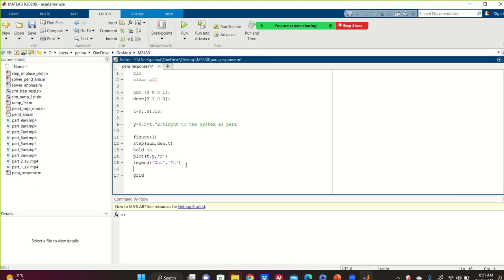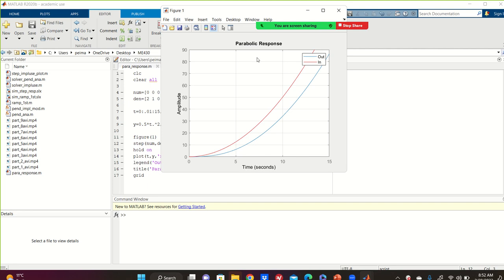And obviously you can change the title and say parabolic response. See that we changed the transfer function, called the transfer function, but by using a step, we are plotting the parabolic response. There we go. Parabolic response. Everybody clear? Yes? Hello?